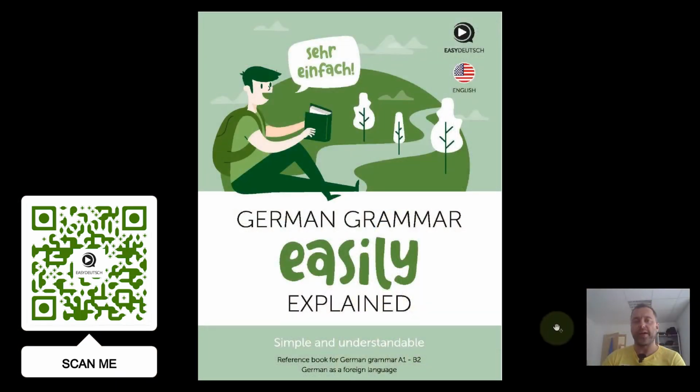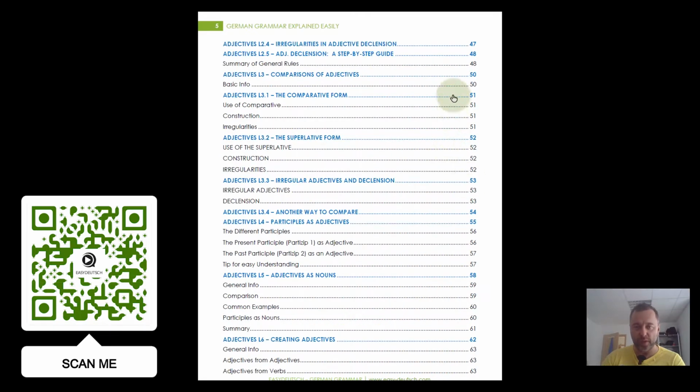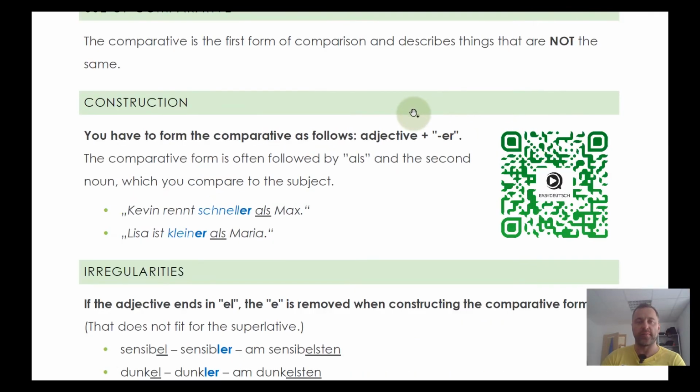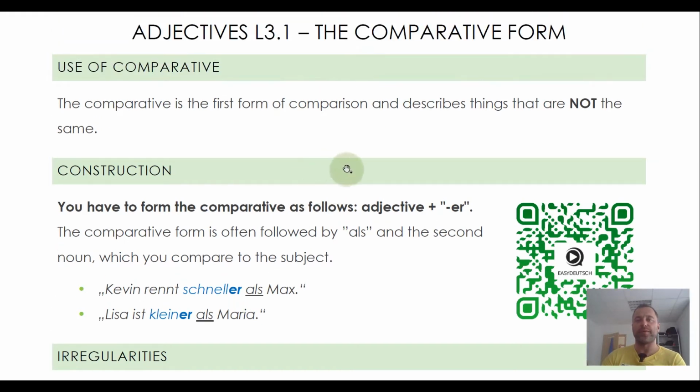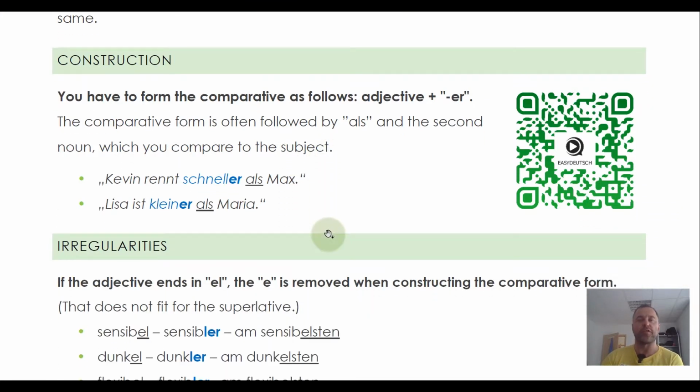So we're here now in my ebook German Grammar Explained Easily. Today's topic is the German comparative, so der Komparativ. So let's jump right in. The comparative form of the adjective is the so-called first form of comparison, and it describes things that are not the same. So we use that if we compare things and they are simply not the same. If you want a more general explanation on how you can compare stuff in German, I have another video for you that I will link in the info cards here. So let's have a look at the comparative now.